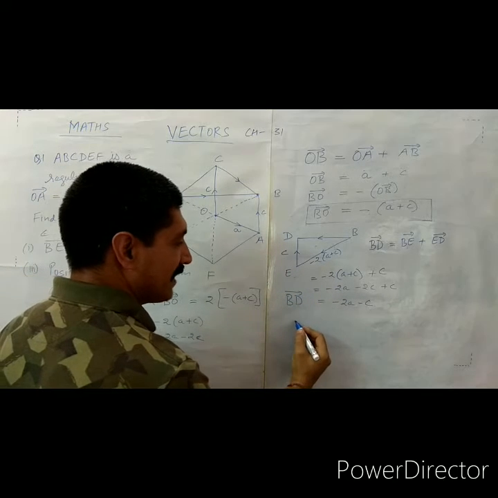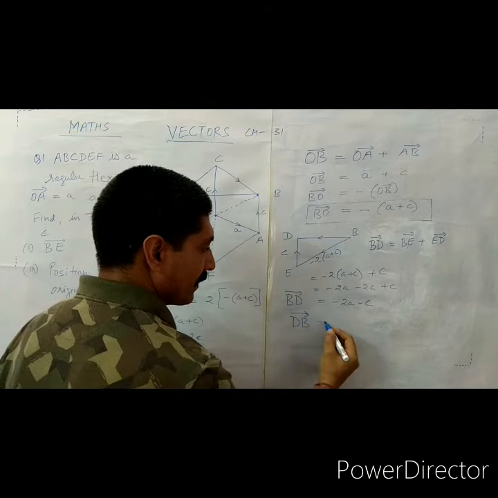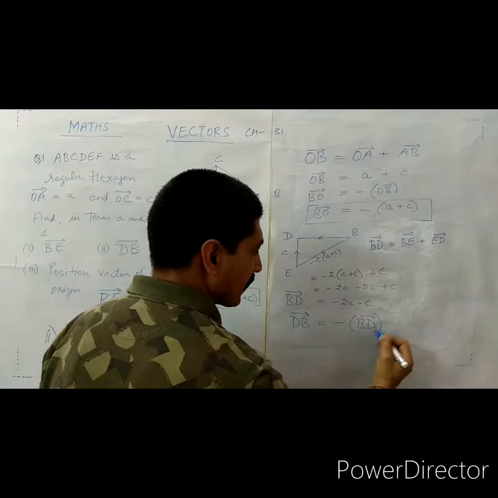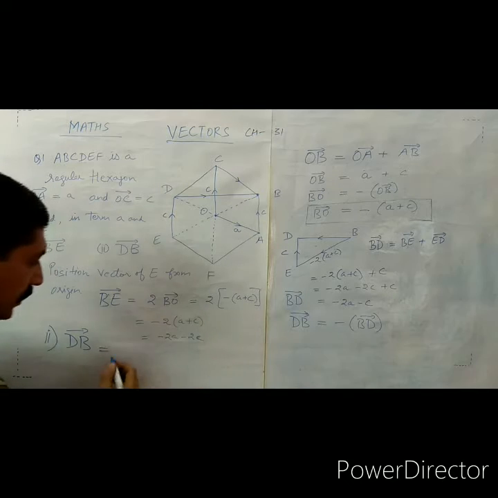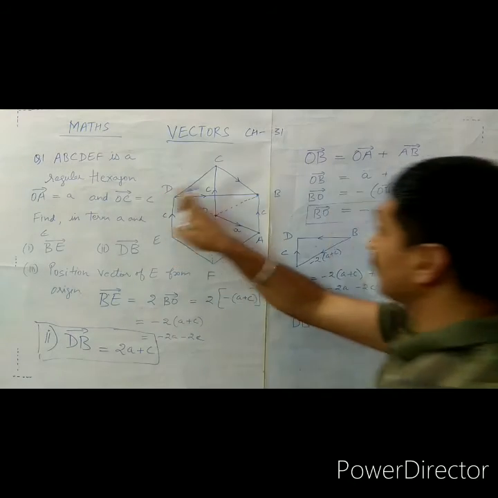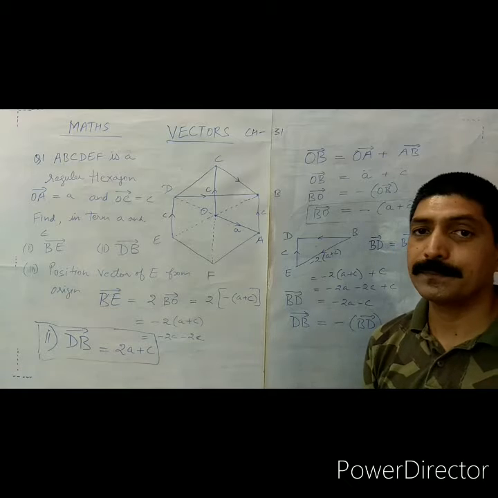the opposite vector, that is D to B. So the negative of that is negative of vector BD. So we got vector DB is twice of A plus C. So this is all about the second part, vector D to B. It is twice of A plus C.